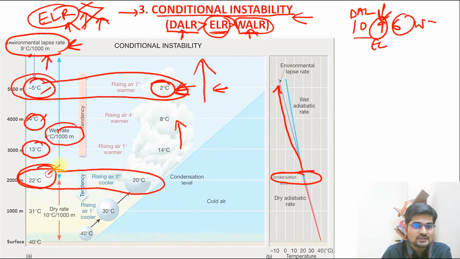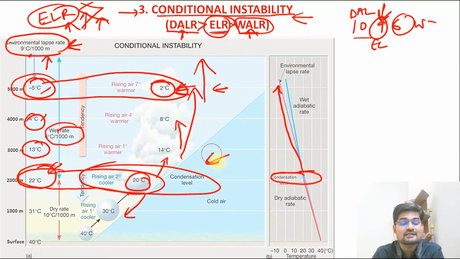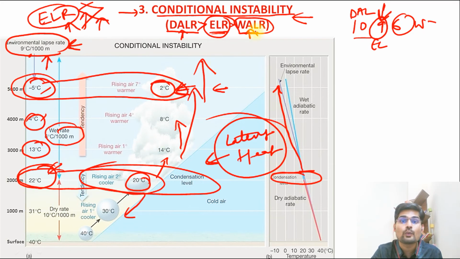So what you observe is till a particular extent, that is till this particular height, when environmental condition is actually warmer and this is cooler, then it has a tendency to fall down. But after this, it has a tendency to pick up. This condition is actually driven by what? Latent heat. So latent heat is part of this wet adiabatic lapse rate, and that is what changes the equation. That is why it is called conditional instability.